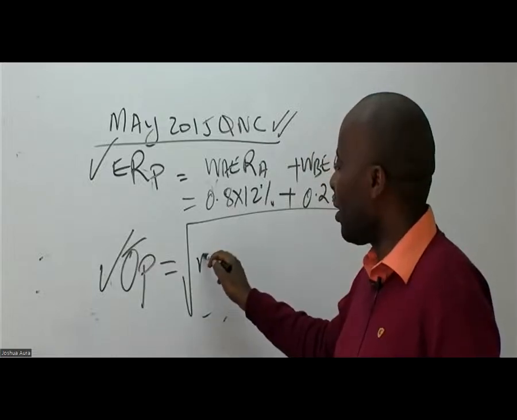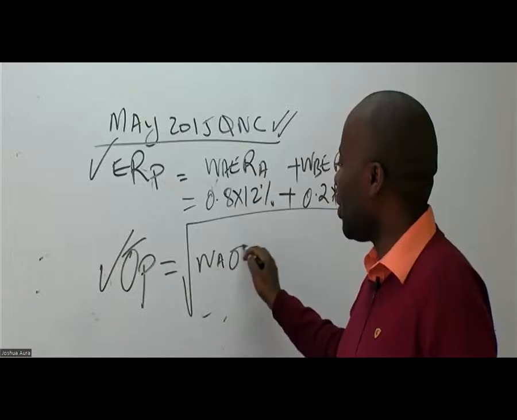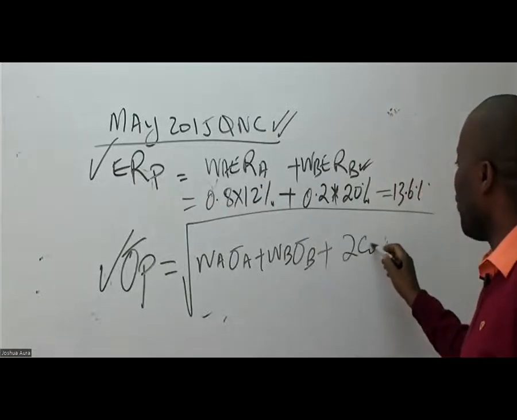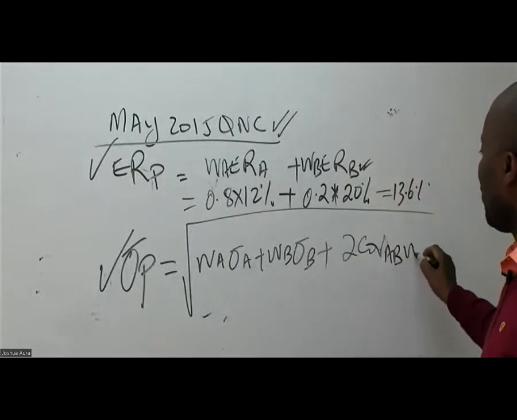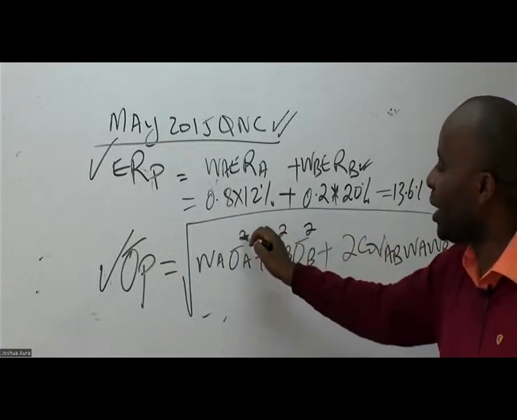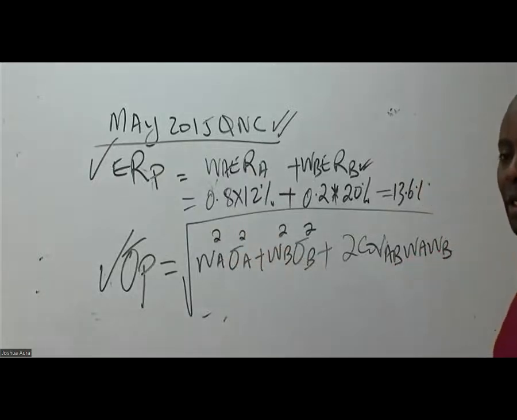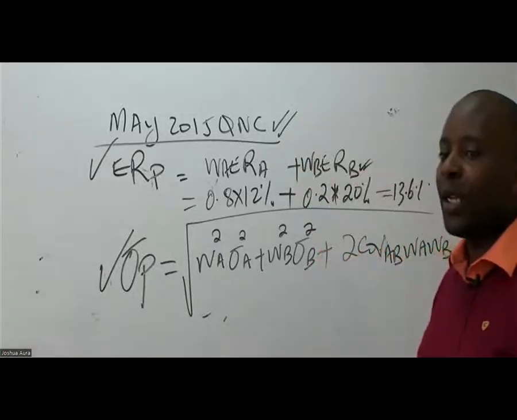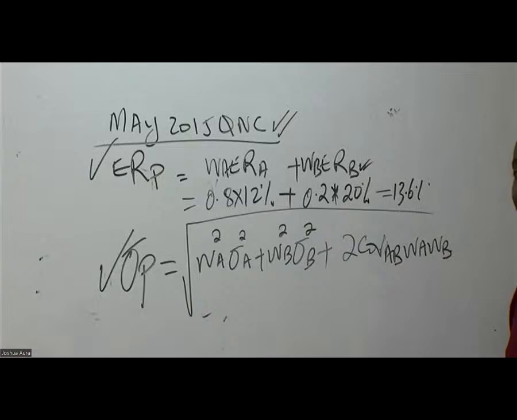So we have here weight A, standard deviation A, plus weight B, standard deviation B, plus twice the covariance of AB. And then we have the weights. But again, remember that these two must always be squared. Yes, long formula, yes. Have we been able to write down this formula of standard deviation of the portfolio?